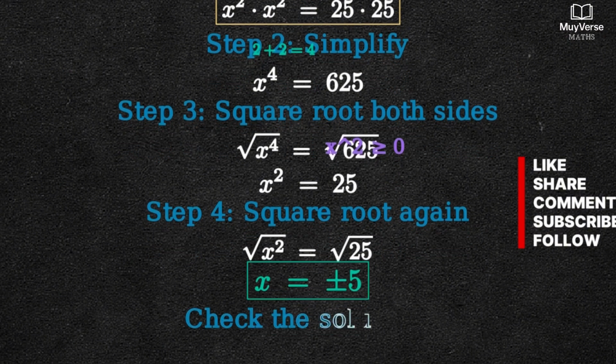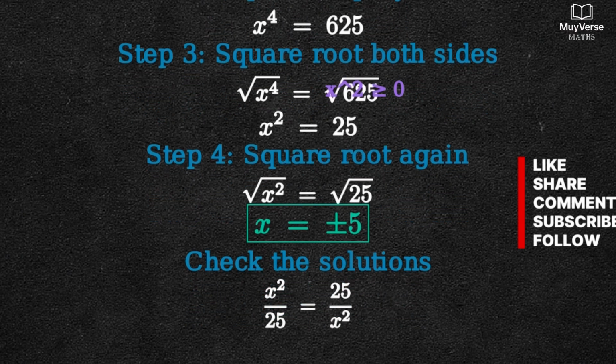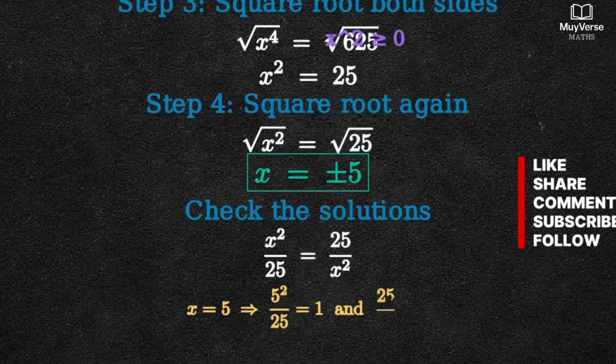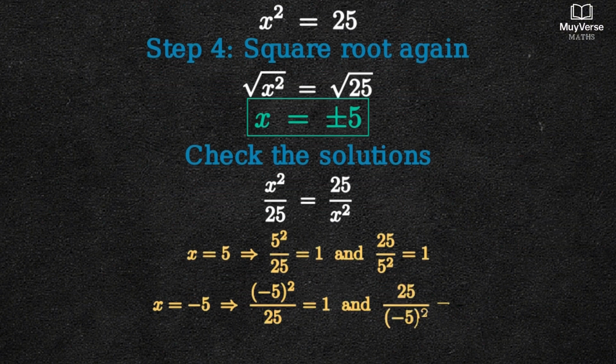Let's quickly check both values in the original proportion. For x equals 5, x squared over 25 equals 1, and 25 over x squared also equals 1. So the equality holds.